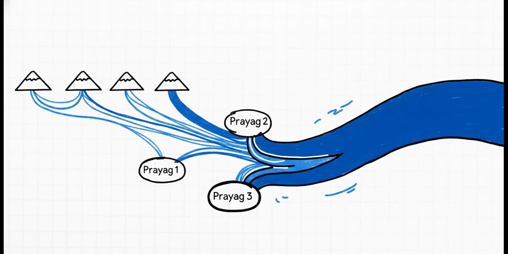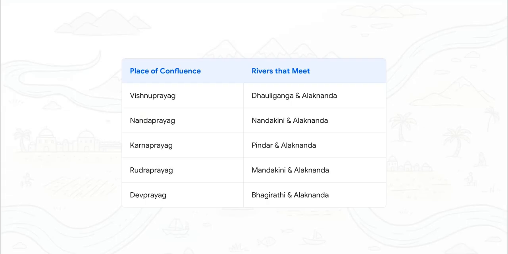Now, the Ganga's origin story is completely different. It isn't born as a single mighty stream, nope. It's actually assembled piece by piece as different headwaters merge at these 5 sacred meeting points called the Panch Prayag. Let's take a look at how this incredible process actually works. This table just lays it all out so clearly.